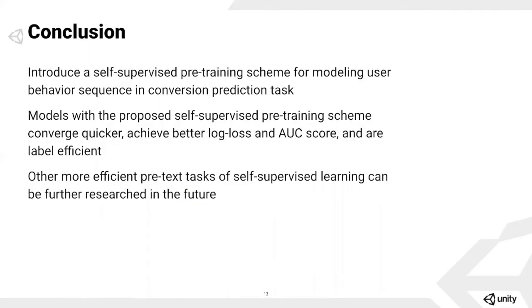To conclude, this work introduced a self-supervised pre-training scheme for modeling users' behavior sequences in the conversion prediction task. From the experiment, we can see the models trained with the proposed scheme can achieve better performance in terms of log loss and AUC score and are more label efficient. The next step of this work can be to research different kinds of pretext tasks or do multi-task training in the pre-training phase.